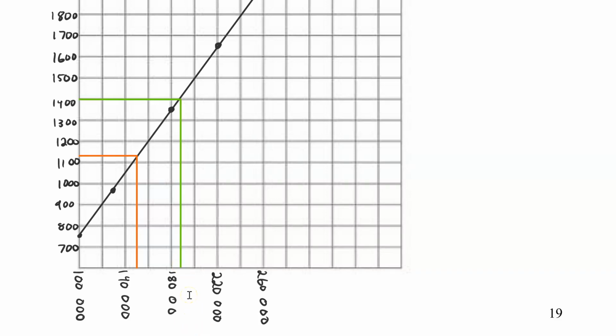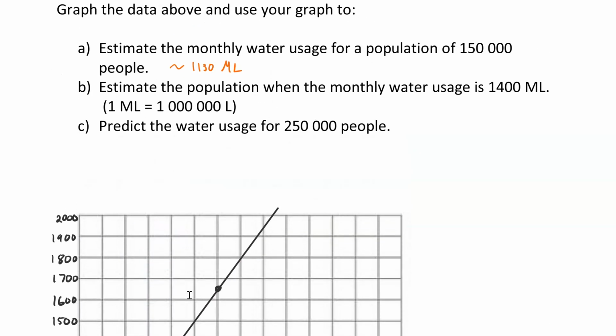So it's between 180,000 and 190,000 or 200,000, and we're falling pretty much right in the middle. So we'd be at approximately 190,000, and we're talking about people. Don't forget your units.